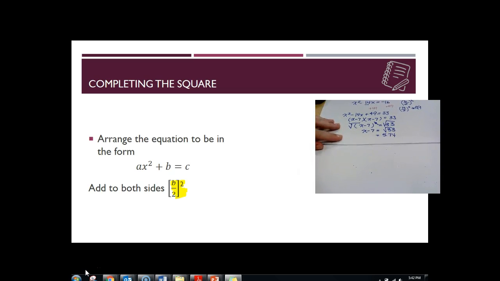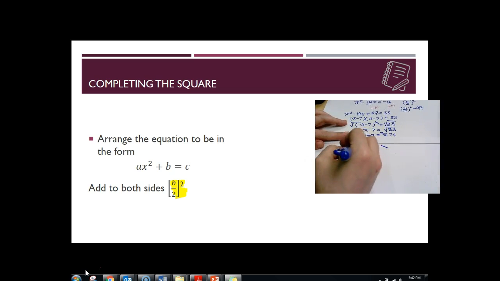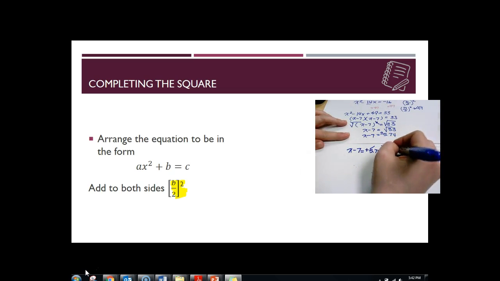However, don't make the mistake of forgetting that that square root could be either positive or negative. Since we took the square root, we have two values now. We need to split this into two potential answers. So I've got x minus 7 equals positive 5.74, and x minus 7 equals negative 5.74.